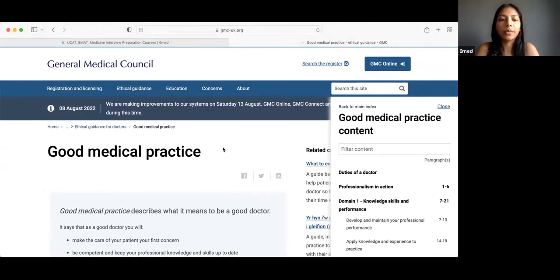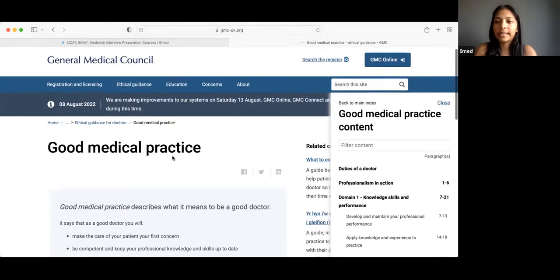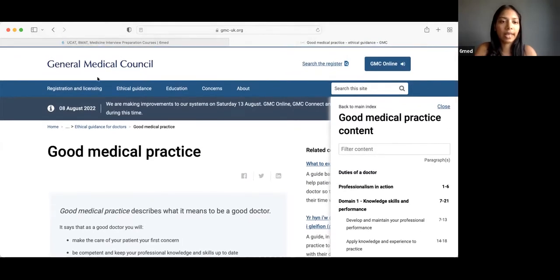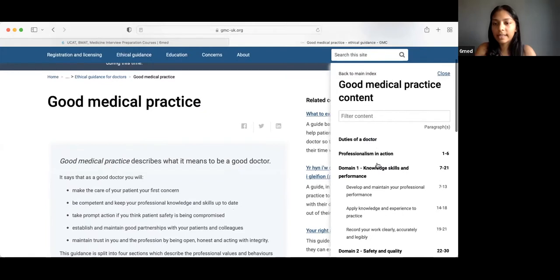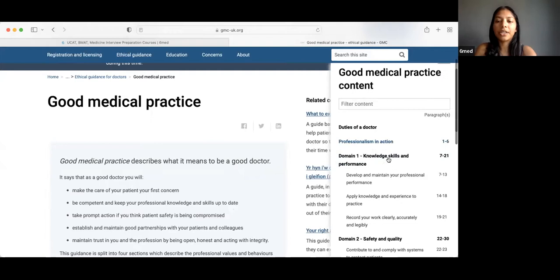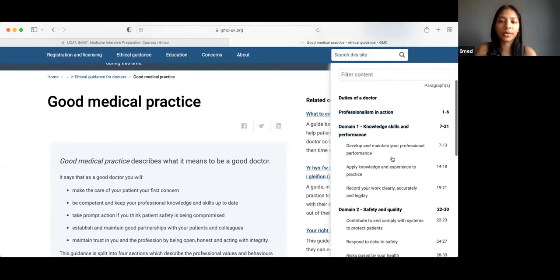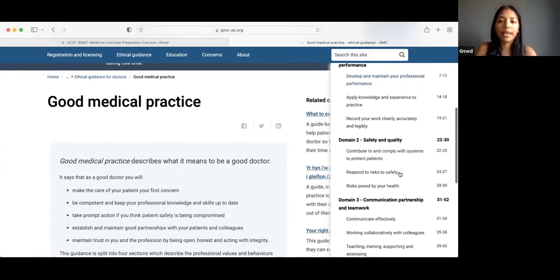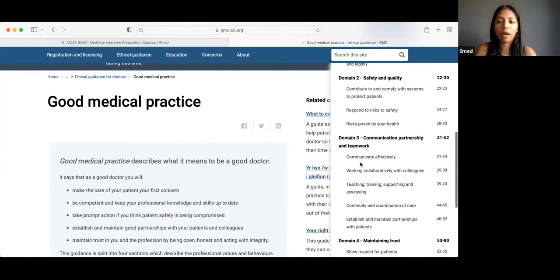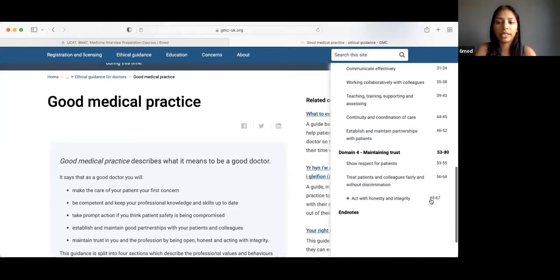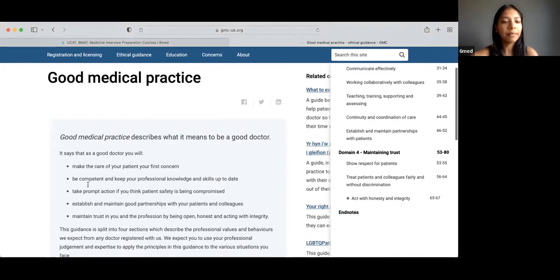Yeah, perfect. So this is the website, the GMC website, and it's called the Good Medical Practice Guidelines. And basically, if I move this bit over here, you can see on the index in this right-hand corner, you've got duties of a doctor, professionalism and action, and then you've got 4 domains. So the first one is knowledge, skills, and performance. The second one is safety and quality. The third one is communication, partnership, and teamwork. And then the 4th one is maintaining trust. So in total, it's about 67 pages, and they're all bullet pointed, similar to what you can see on the left here.